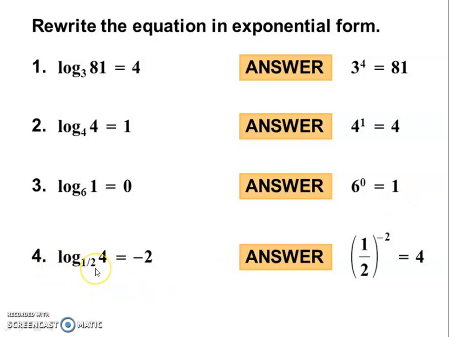Log 4 to the base 1 upon 2 is equal to minus 2. That means 1 upon 2 raised to minus 2 is equal to 4. Here 1 upon 2 is the base, so it goes to the base. The index is the answer, so I should write minus 2, the answer. And the number is 4.